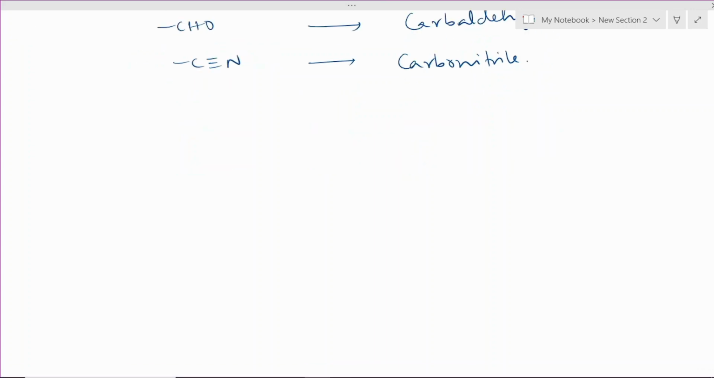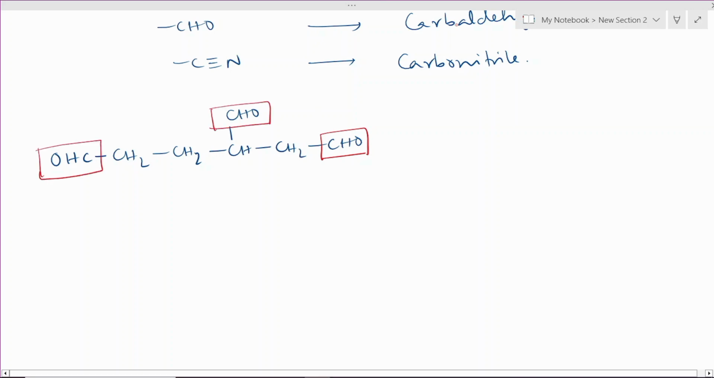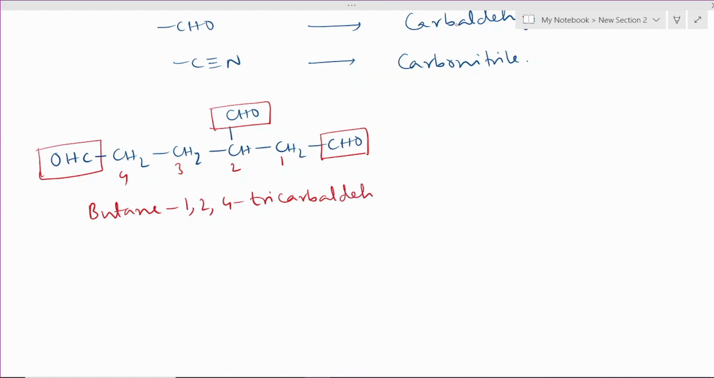Suppose we consider this compound. Here we can see that the same group is present, so none of them are considered as a part of the parent chain. So the numbering is done in such a way that it is 1, 2, 3, 4, and the name will be butane-1,2,4-tricarbaldehyde.